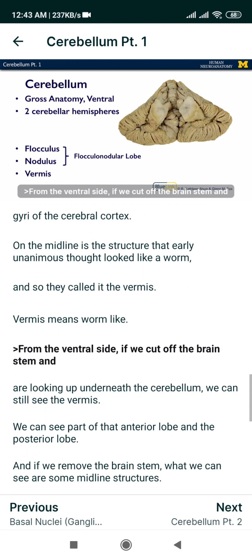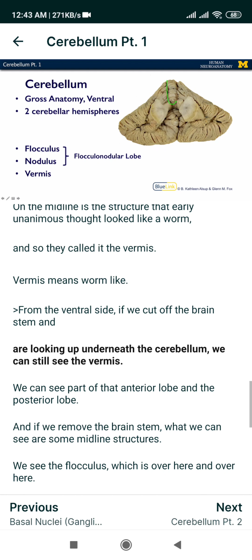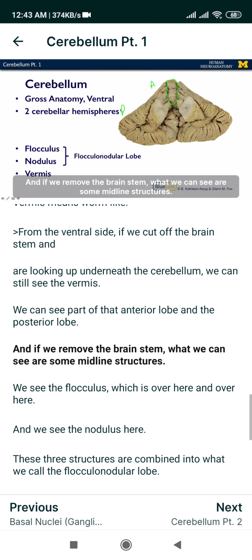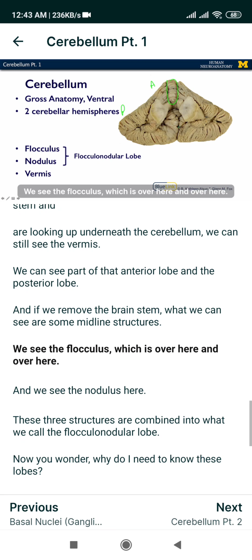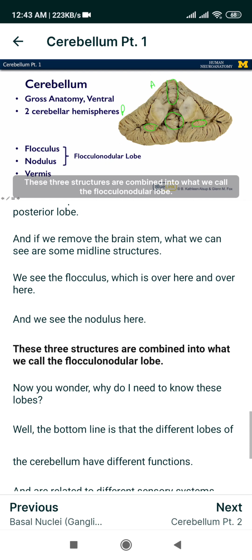From the ventral side, if we cut off the brainstem and are looking up underneath the cerebellum, we can still see the vermis. We can see part of that anterior lobe and the posterior lobe. And if we remove the brainstem, what we can see are some midline structures. We see the flocculus, which is over here and over here. And we see the nodulus here. These three structures are combined into what we call the flocculo-nodular lobe.